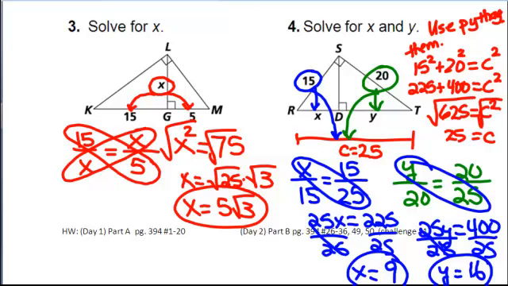Now this is a very long assignment, long notes. I apologize for this. We have 2 days we're going to work on this, part A and part B. And so we're going to spend a day in class working on this as well so that you guys can get help setting up these proportions.